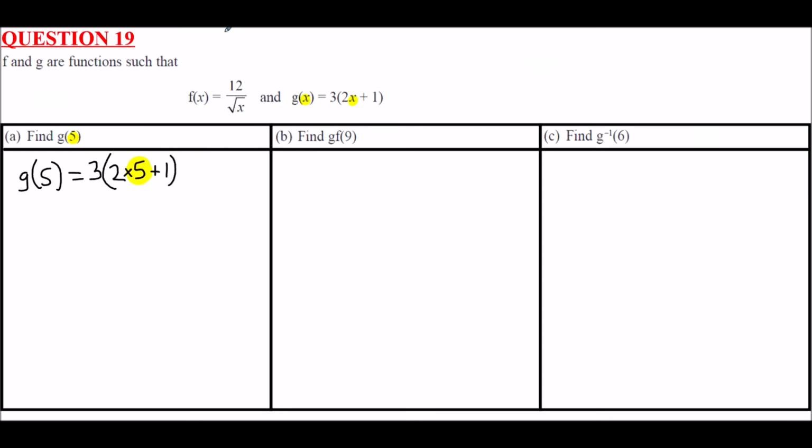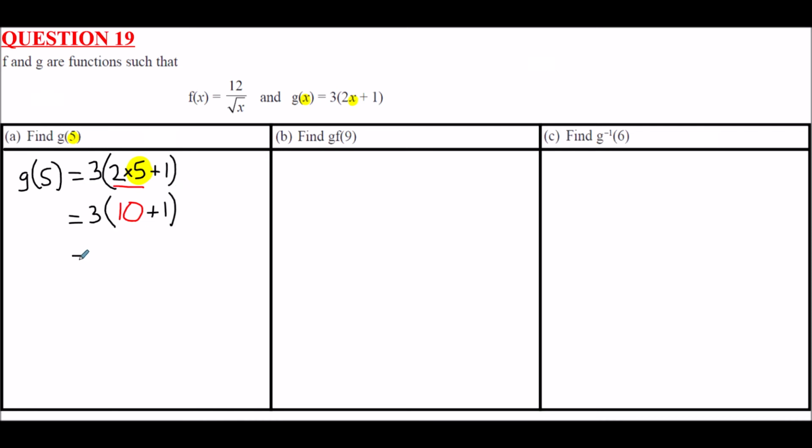The laws of BIDMAS still apply here. So again, we've got brackets, so we're going to work out the brackets first. Within the brackets, we have a multiplication and an addition. What comes first in BIDMAS? Well, we need to multiply before we add. So we're going to do the 2 times 5 first. 2 times 5 gives us 10, then we'll add 1 after.